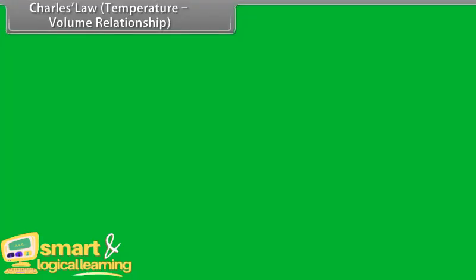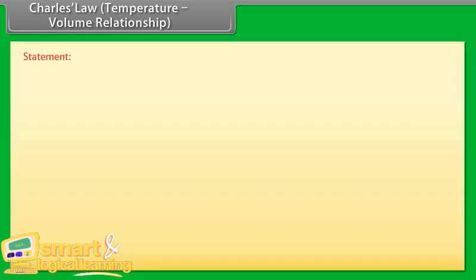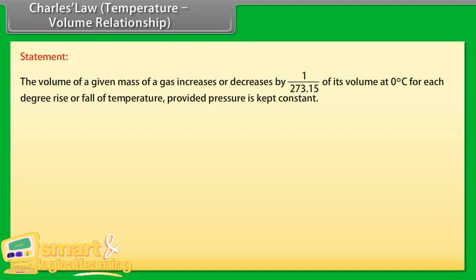Charles' law, temperature-volume relationship. Statement. The volume of a given mass of a gas increases or decreases by 1 by 273.15 of its volume at 0 degrees Celsius for each degree rise or fall of temperature, provided pressure is kept constant.